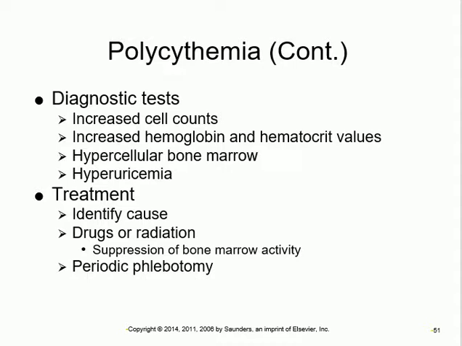How to diagnose? Count red blood cells, see how the hemoglobin and hematocrit are doing, and examine the bone marrow. Treatment is not the most important, but this is something to read. Know what the cause is. You can use treatment like radiation.